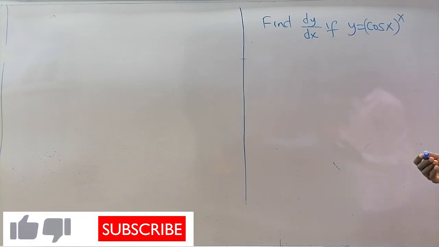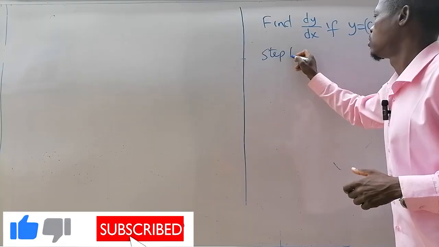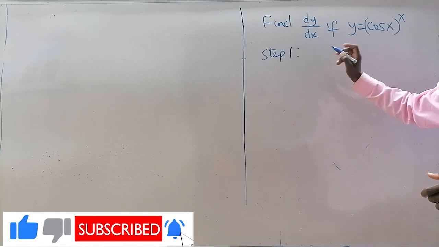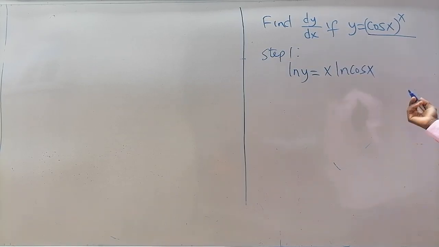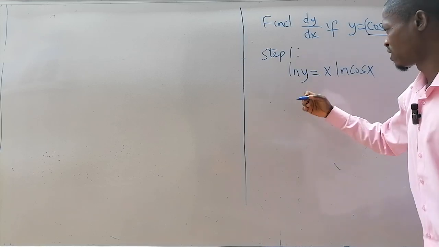And in doing that, the first step is what? Is to take the ln of both sides. So step one, take the ln of both sides. And if you do that, we're going to have ln y equal to what? x ln cos x. Then you can now differentiate implicitly with respect to x.